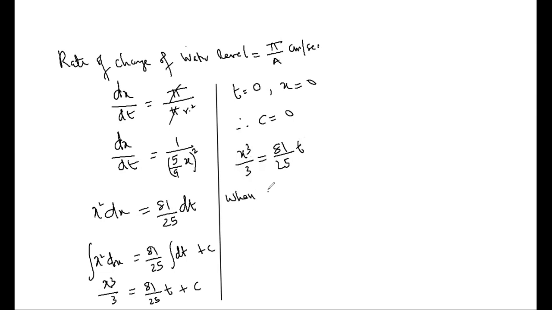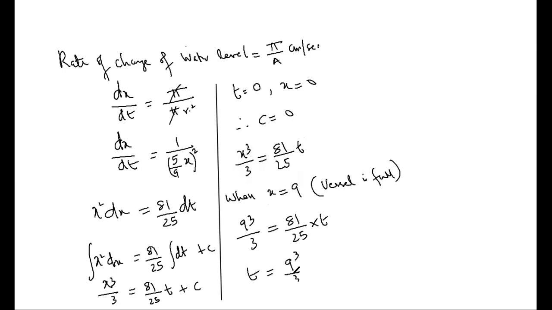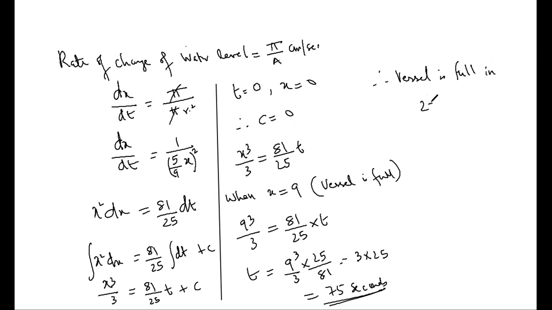So when x is 9 centimeter, that is, the vessel is full. So 9 cube upon 3 is 81 upon 25 into t. So t is 9 cube by 3 into 25 by 81. So 81, 3 will get cancelled, 3 into 25. That will be 75 seconds. So the vessel is full in 75 seconds. Is that okay? Yes. The problem is fine.